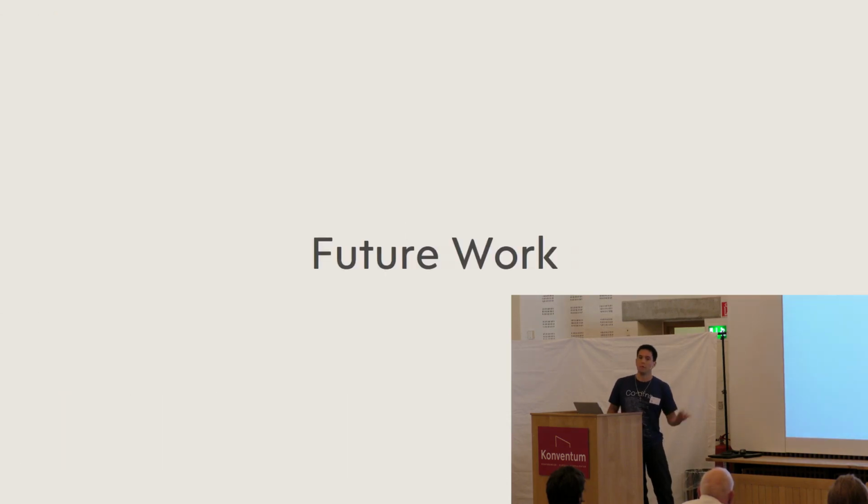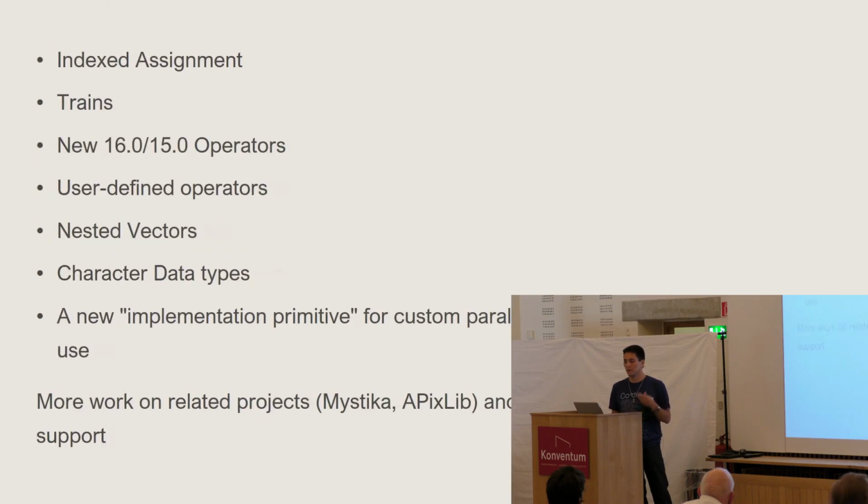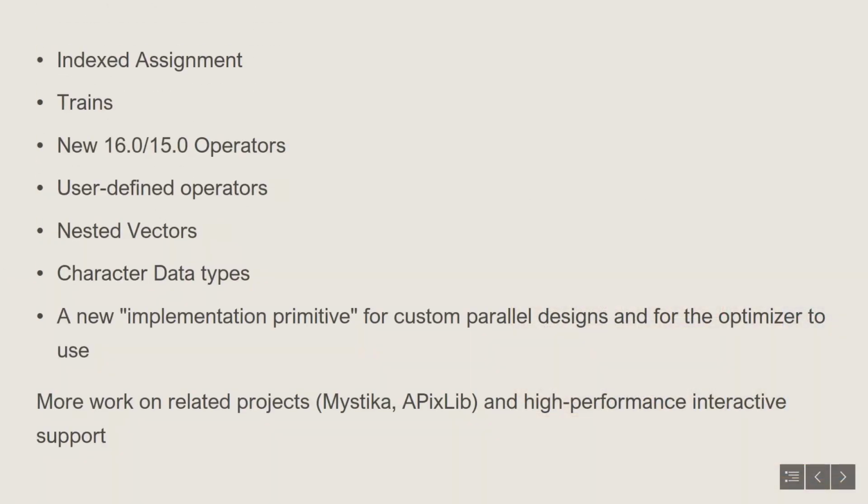So moving forward, this is something I need feedback from you guys on. There's a set of potential new things that we can work on, and in terms of what we prioritize for next year, from my perspective, nested vectors, trains, and maybe indexed assignment are very likely to be high priority in terms of what we focus on. So I've come to the conclusion that I just want nested vectors, and so they're probably going to be going in there.